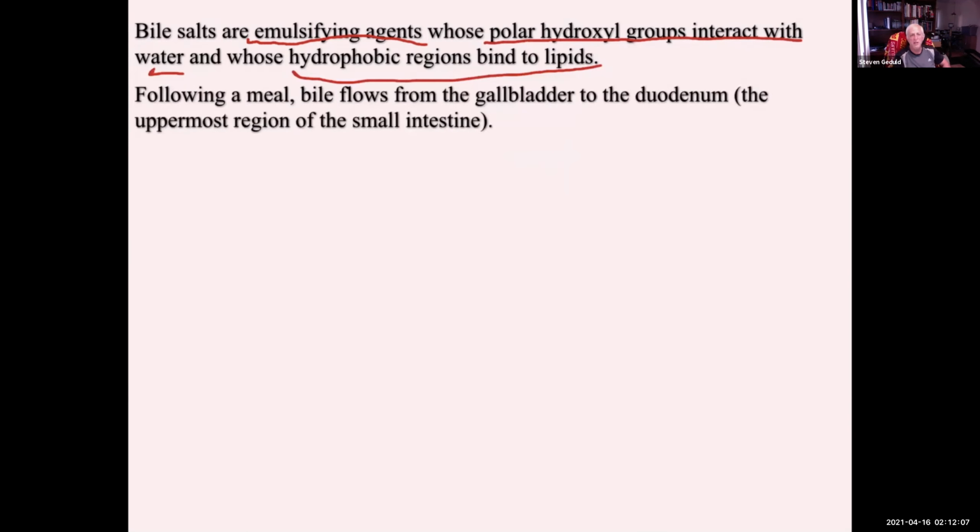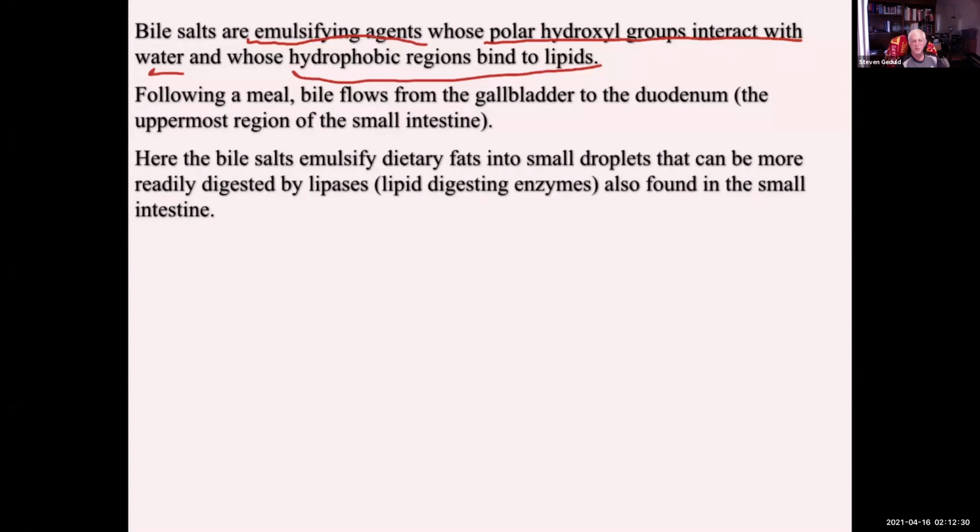Okay? The polar hydroxyl groups interact with water. Remember, it's amphipathic. There's your polar, and the hydrophobic regions bind to the lipid. So they bind to it and then carry it to where they need it to dissolve it, break it down. So following a meal, bile flows from the gallbladder to the duodenum, which is the region of the small intestine. Okay. Remember, bile is stored in the gallbladder. It's also released from the liver. Okay. So if the gallbladder is missing, it comes from the liver and goes down, but just not as much.